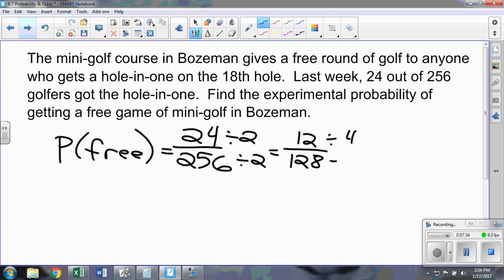Well, they both have a 4 that goes into them. So dividing those, 12 divided by 4 equals 3. 128 divided by 4 gives us 32.